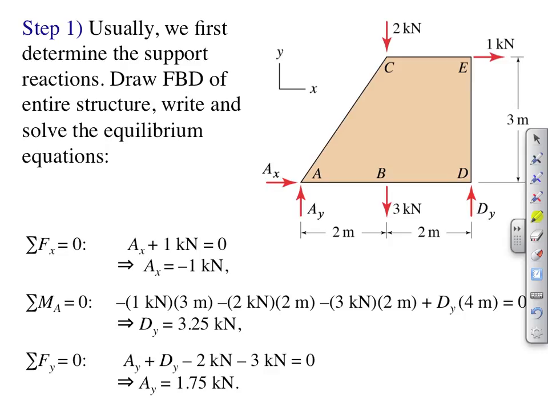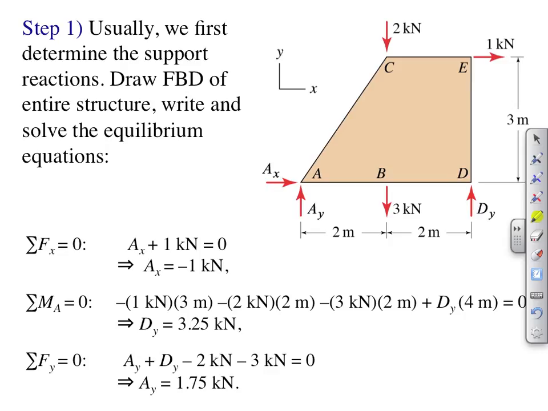The reactions at A and D depend on the points of application of external loads, so we only need a crude outline of the structure and the ability to see the lines of action of those loads. Applying force and moment equilibrium in the conventional way permits us to find the reactions. In this case, AX is minus 1 kilonewton, AY is 1.75 kilonewtons, and DY is 3.25 kilonewtons.